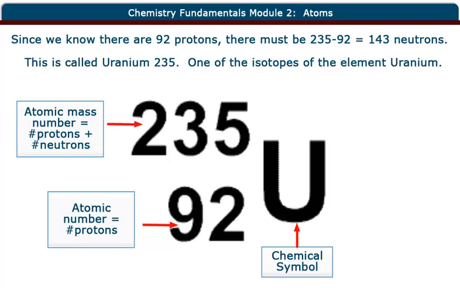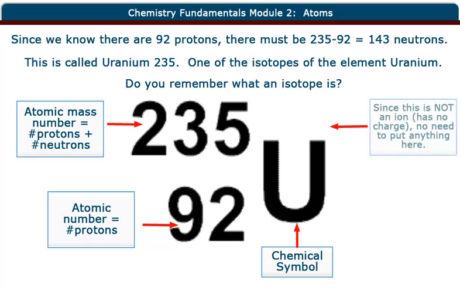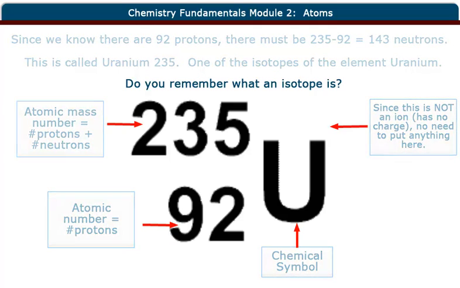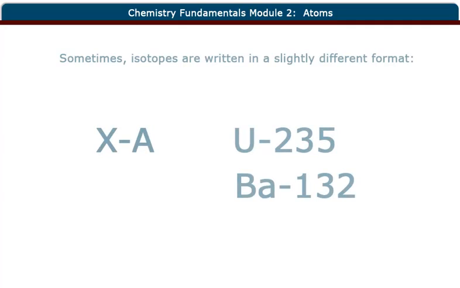Uranium-235, as it is called, is an isotope of uranium. Do you remember what an isotope is? Since we are dealing with a neutral uranium atom here, and not an ion, there is nothing where the ionic charge or valence should be. Note here that isotopes can be written in a slightly different format. The number after the dash indicates the atomic mass number, or the number of protons and neutrons in the isotope of the element.